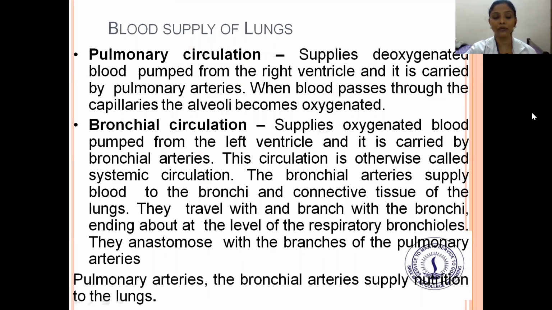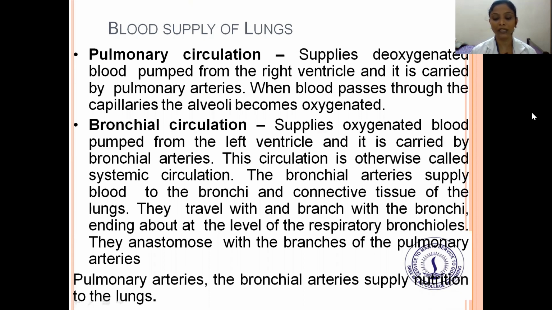Next is the blood supply to the lungs. Pulmonary circulation supplies deoxygenated blood from the right ventricle and is carried by the pulmonary arteries. When the blood passes through the capillaries, the alveoli become oxygenated. Bronchial circulation supplies oxygenated blood pumped from the left ventricle and it is carried by the bronchial arteries. This circulation is otherwise called systemic circulation. The bronchial arteries supply blood to the bronchi and connective tissues of the lungs. They travel and branch along the bronchi, ending about the level of the respiratory alveoli.